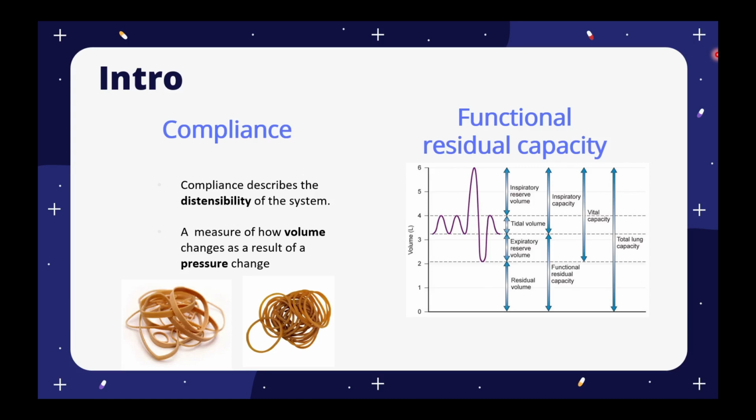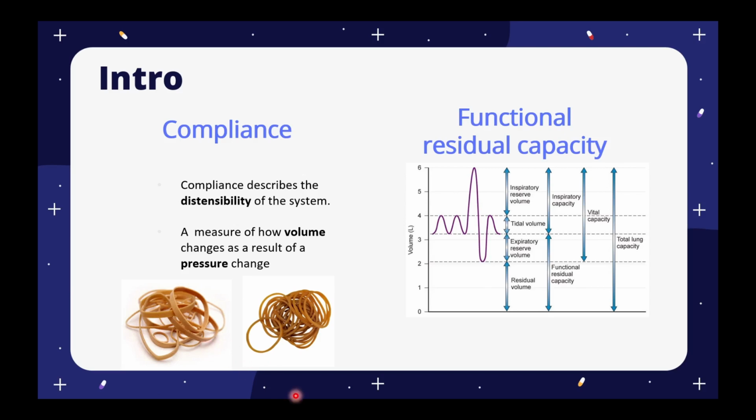So we have here two sets of rubber bands. The thicker ones have more elasticity, yet they are more difficult to distend. So the higher the elasticity, the lower the compliance.